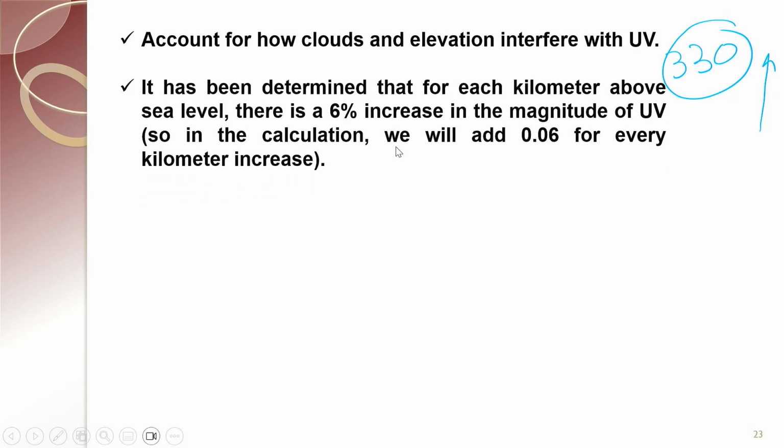Now, there is a simplified thumb rule. It has been determined that for each kilometer above the sea level there is a 6% increase in the magnitude of UV. So, in the calculation, 6% means 0.06 is a factor. For every kilometer there will be 0.06 times the UV intensity added on, as compared to the sea level.